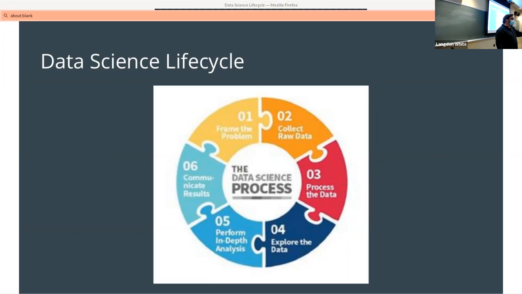So you just want to make sure, if you have it in the back of your head, that you don't miss something too. So to clarify, what is exploring the data? Processing the data, cleaning it, is exploring it just looking at it and understanding it? Yeah, so exploring the data is just looking at it.